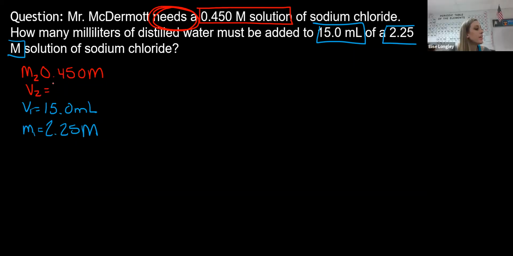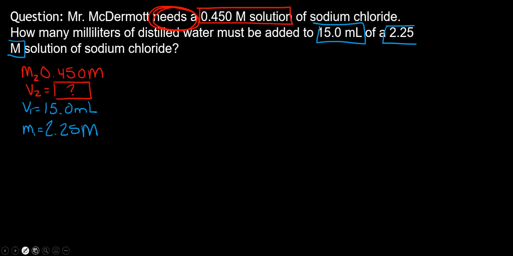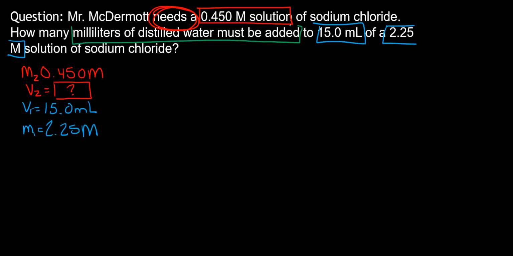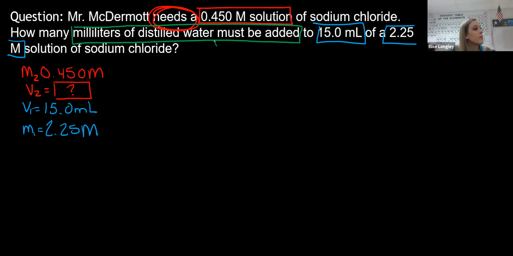Well, we need to find the second volume, but here's the trick question. Is this what the question is asking for? Wait, no. Well, we need to find it, right? But what are you asking for? Milliliters of distilled water. Yeah, milliliters that must be added. That's really important. Why does it say must be added?